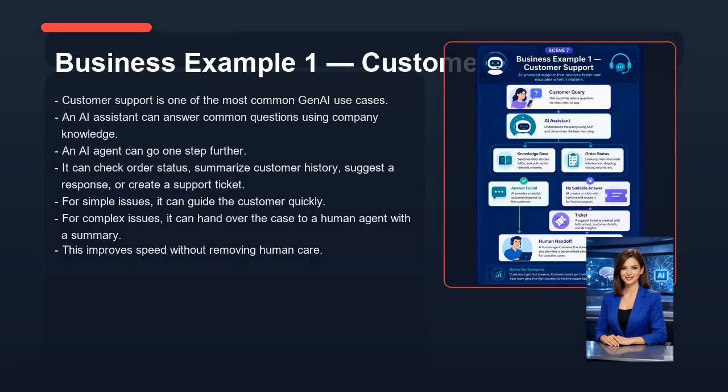Now let's look at business example 1, customer support. Customer support is one of the most common GenAI use cases. An AI assistant can answer common questions using company knowledge. An AI agent can go one step further. It can check order status, summarize customer history, suggest a response, or create a support ticket. For simple issues, it can guide the customer quickly. For complex issues, it can hand over the case to a human agent with a summary. This improves speed without removing human care.